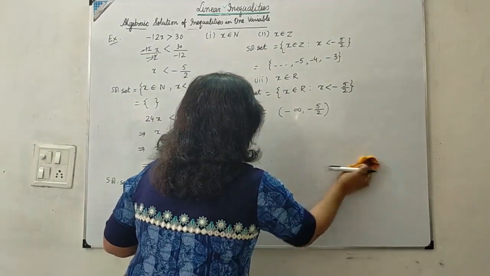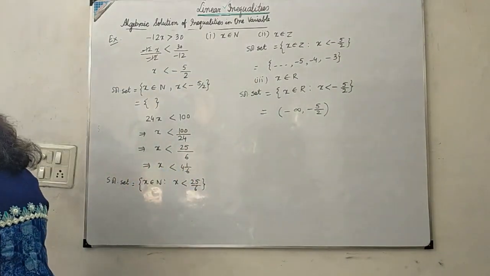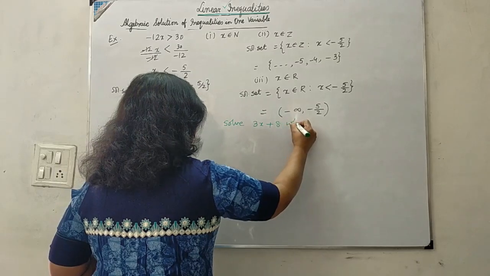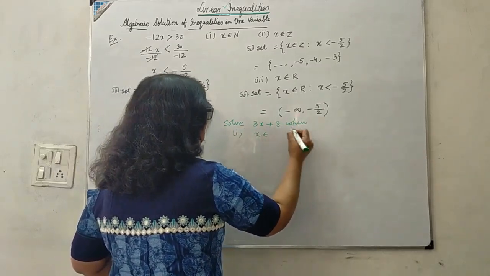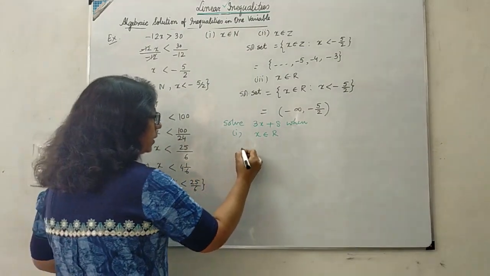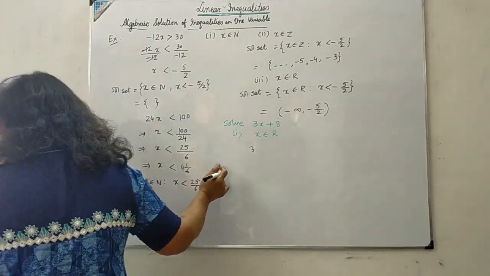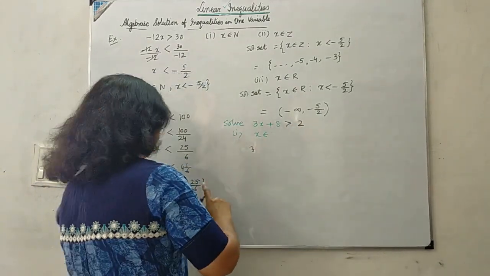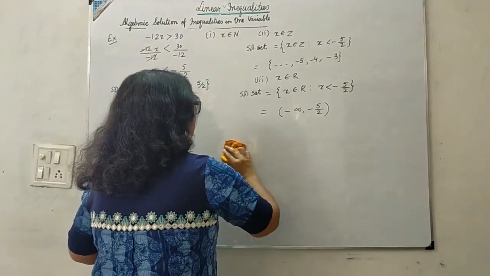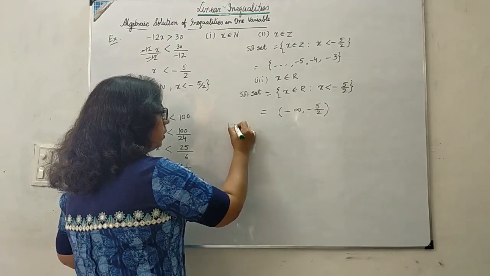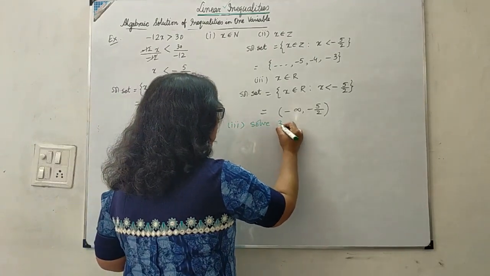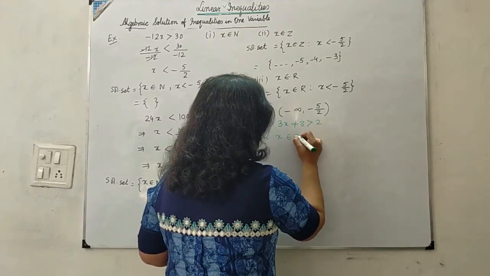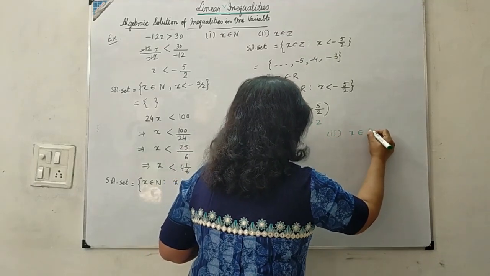So let me take the third example. Solve 3x plus 8 greater than 2 when x belongs to N, and in the second part when x belongs to R.